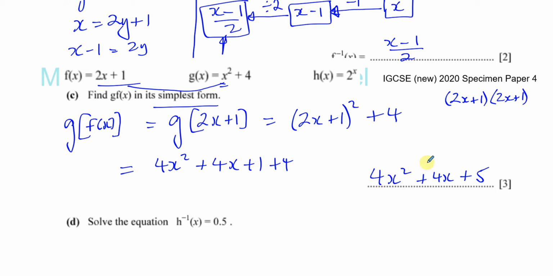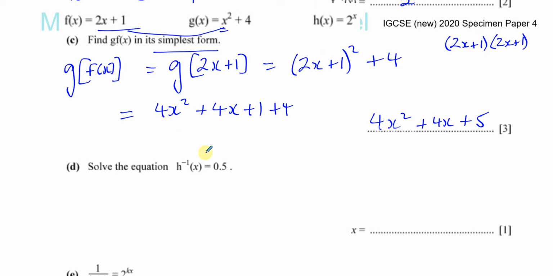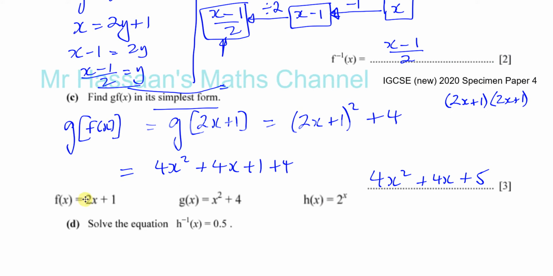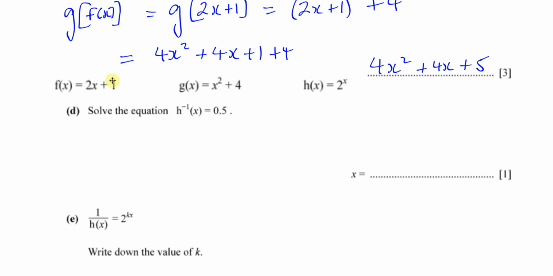Okay, there's part C done, inverse functions. Now part D, it says solve the equation, the inverse of h(x) equals 0.5. So let me just bring this down. I'll keep bringing this down where I need it. Okay, so it says solve the equation, the inverse of h(x) equals 0.5.